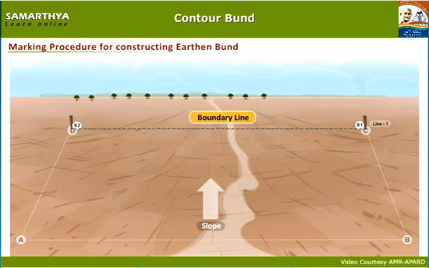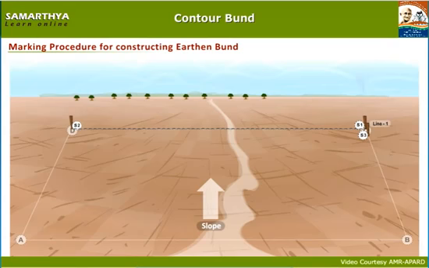Let us say the line 1 between S1 and S2 is a boundary line. Now keep the spirit level at upstream side of S1 and perpendicular to S1. Fix a wooden pole at a distance of 2.10 meters and mark it as S3.